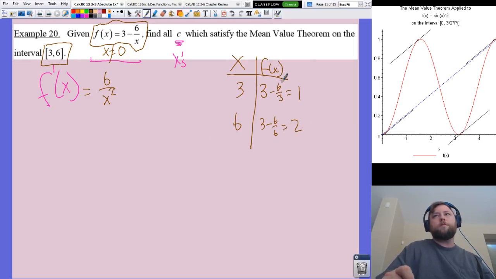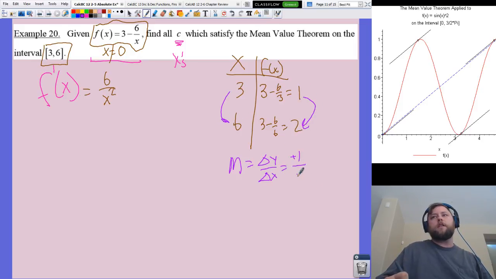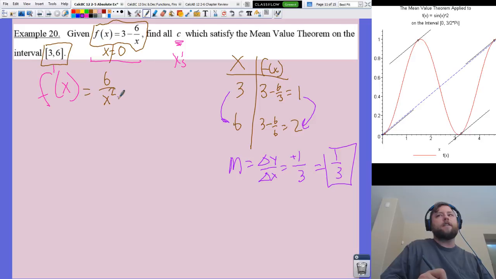So what's the slope between those 2 points? Well, your slope m is the change in y over the change in x, which is going to be up 1, and over 3. So that's going to be 1/3. So I want to figure out, what value of x makes the derivative equal 1/3? I'm going to take this derivative I found and say 1/3 equals 6 over x squared.